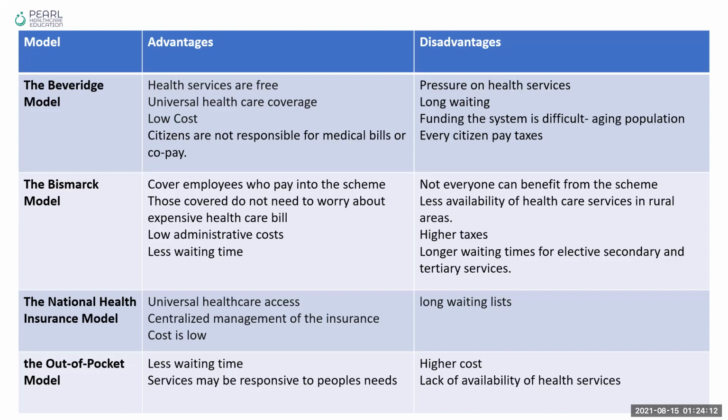Again, with the national health insurance model, universal healthcare access is available, and centralized management of the insurance is possible, which then means that cost is low, and people are still given appropriate services. Having said that, the waiting list could be very long and could affect the provision of services. And finally, with the out-of-pocket model, waiting time is less and services may be responsive to people's needs. The cost could be really high, and availability of services could be very difficult, and services may not always be of that quality or affordable for people.